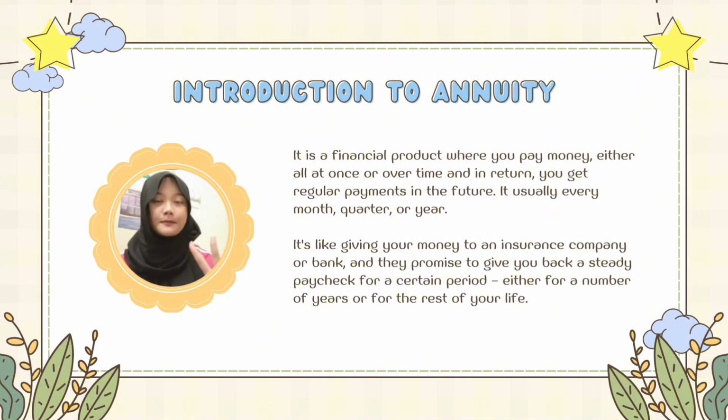There are 4 types of annuity, and one of them is deferred, which is you need to wait a few years before the payment starts. The second type is called immediate, which is you will get paid as soon as you do the annuity. The third is variable, and it can change depending on how the investment performs. And lastly, fixed annuity, which is you will get the same amount of money every time you get paid.